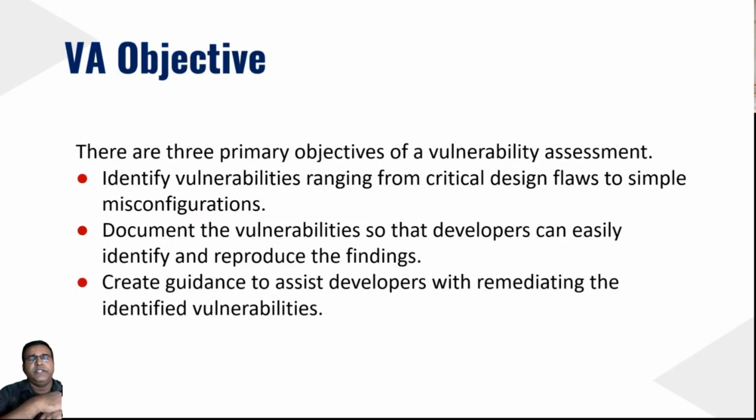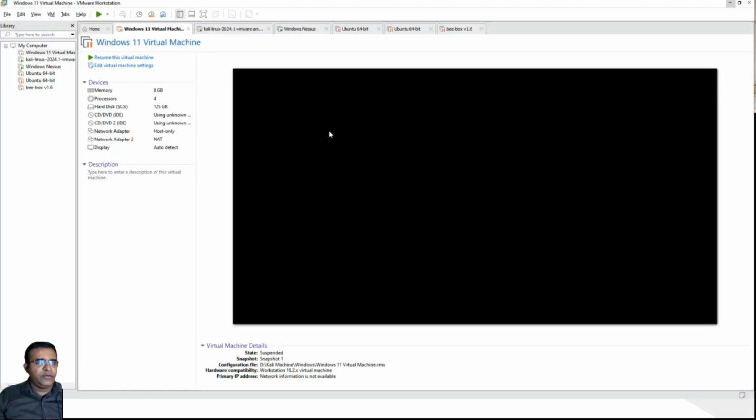So what are the three main objectives of vulnerability assessment? It is to identify the vulnerabilities, and document the vulnerabilities so we can easily identify and reproduce the findings. Documentation will prioritize which vulnerabilities should be fixed first, and there is also going to be a POC, a proof of concept, about how the vulnerability works. Then we talk about how to fix those things, and the process should be continuous. So let's see a simple example of how we go about that.